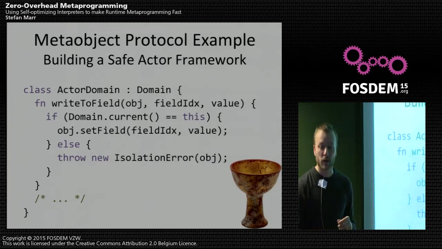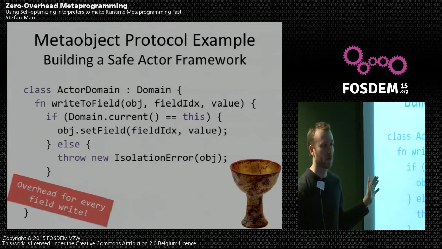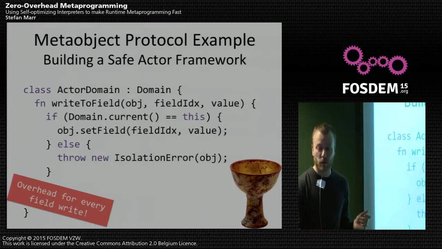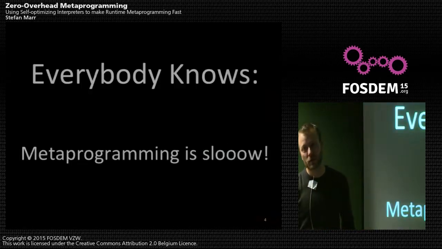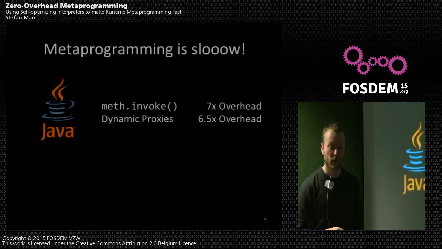Now you can imagine that stuff is executed for every single field access in the system. So it's really slow if you have no way of optimizing that. So yeah, that's a problem. And in general, of course, everybody knows metaprogramming is slow. Why do people know that? Because, for instance, of Java.